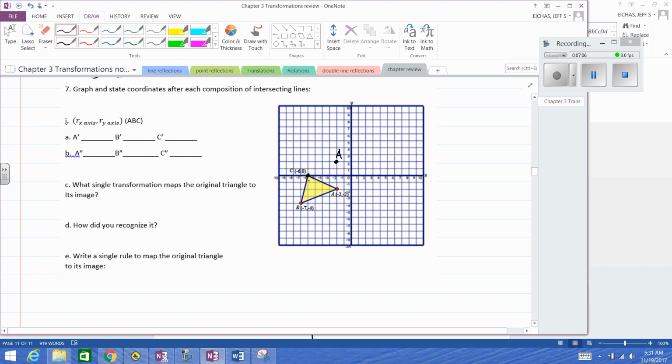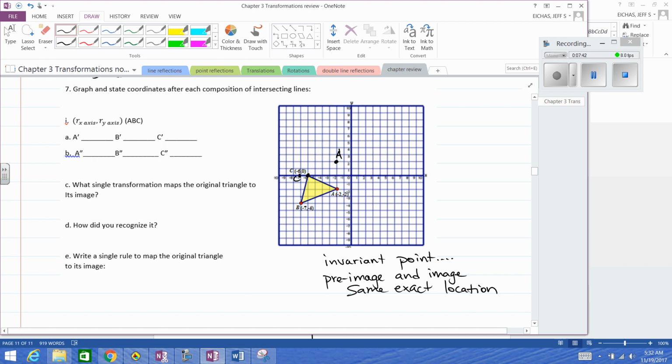C is on the mirror, so C prime is going to be the same location. That's an invariant point. Okay, let's make sure we know that term, invariant point. That's when a point is the same location, pre-image and image, same exact location. So in other words, the point didn't move. For a line reflection, it means it's on the mirror.